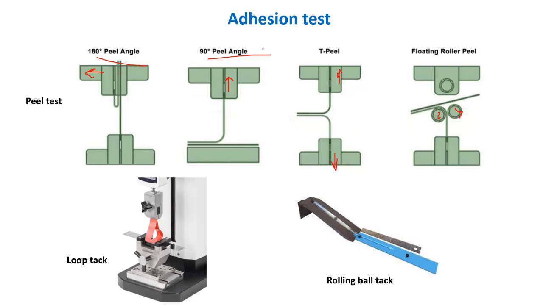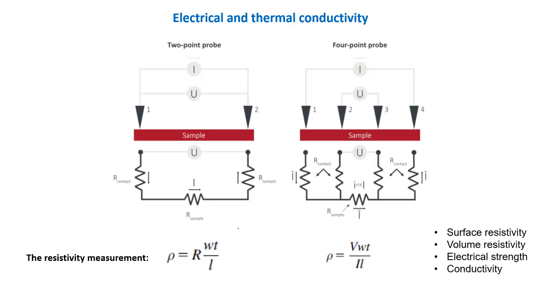Then loop tag and rolling back tag are again different kinds of tests to determine the same property. Then we have electrical and thermal conductivity. So electrical and thermal conductivity can be measured using the same process, like 2 point probe and 4 point probe. So 2 point means the connection is set at the 2 points, and the voltage and current both are applied in between the 2 points.